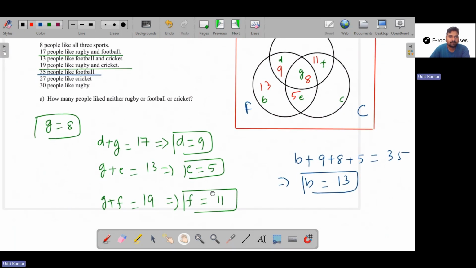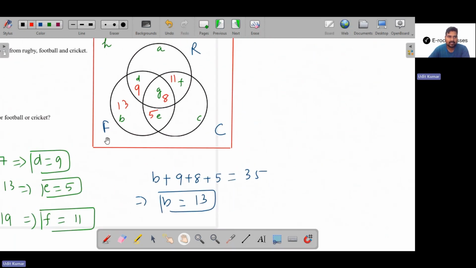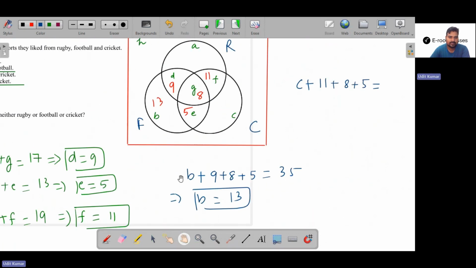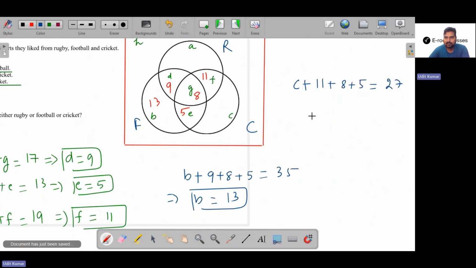Then it says 27 people like cricket. Again, the same thing. So 27 people like cricket means C plus F plus G plus E, I'm just writing the values, that should be equal to 27, right? So C must be equal to 11 plus 8 is 19, 19 plus 5 is 24, and 27 minus 24 will give you 3. This value is 3, okay?